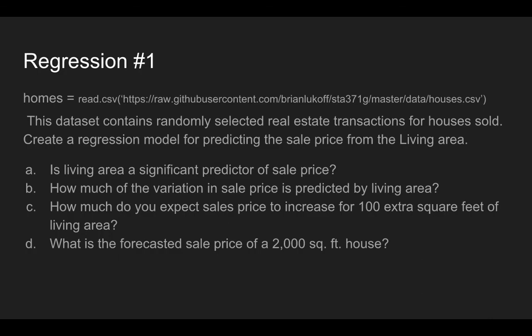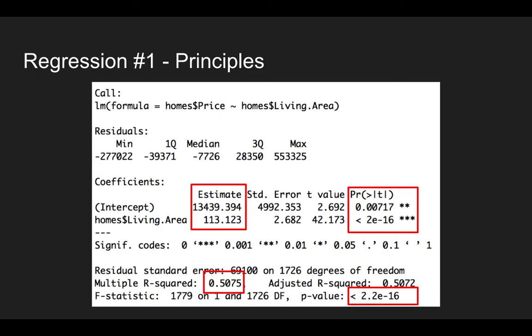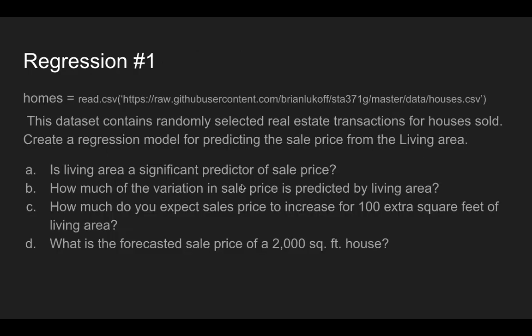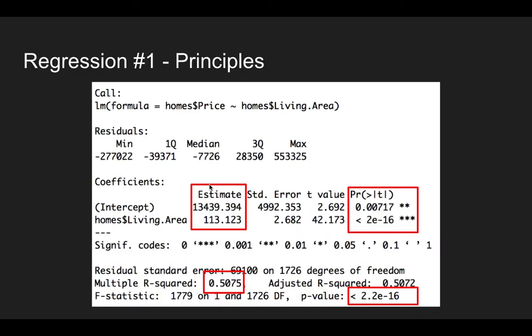How much of the variation in sale price is predicted by living area? It's R squared. In this case, R squared is 50.75%. Anytime you see on a test or in a newspaper that they're asking about the variation predicted by X or the percent of variation explained by X, that's an R squared. Okay?